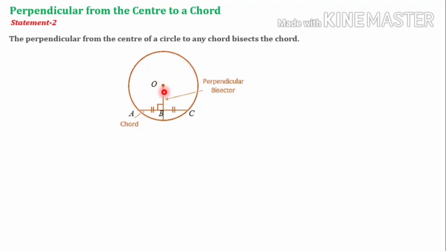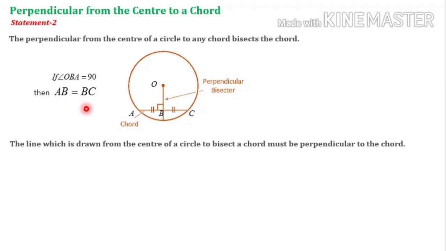So if you draw a perpendicular OB from the center O of the circle to the chord, then that perpendicular will bisect the chord. That means AB equals BC. Here, if angle OBA is equal to 90 degrees, which means it is a perpendicular, then AB must be equal to BC.